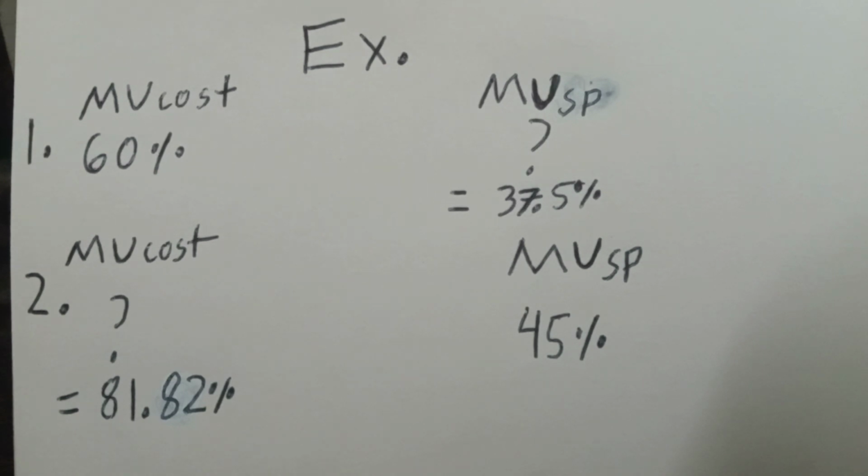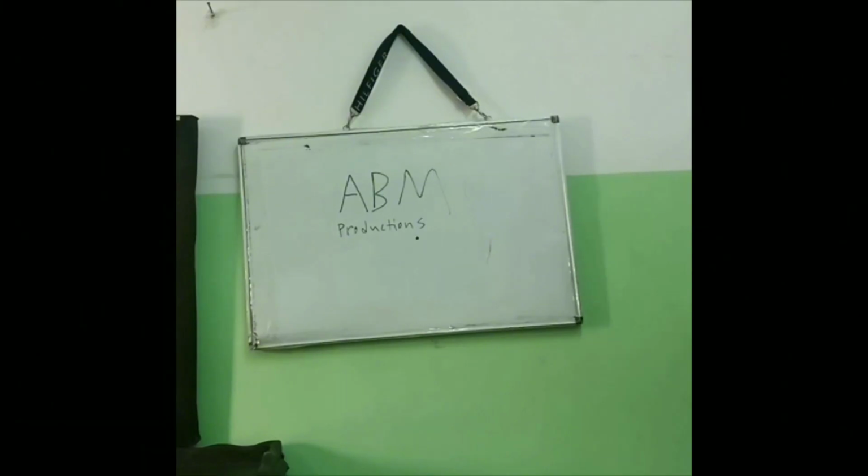And for our second problem, we are missing the markup based on cost, but we have the markup based on selling price. So if you remember our formula again, all we have to do is get the markup based on selling price and divide it by 100% minus the markup based on selling price again, which is 45%. And that will give us the markup based on cost, which is 81.82%.